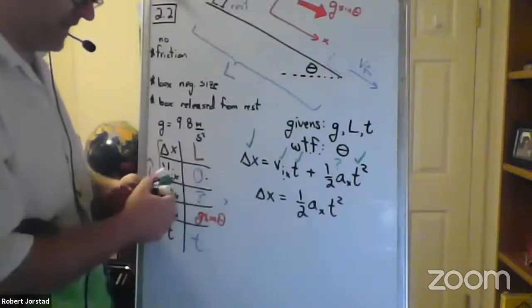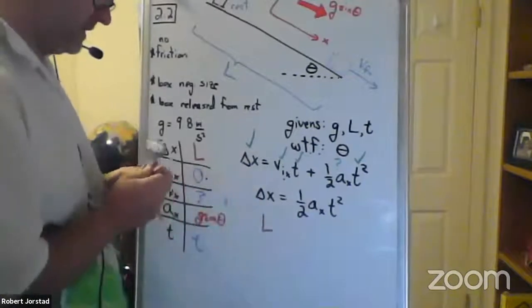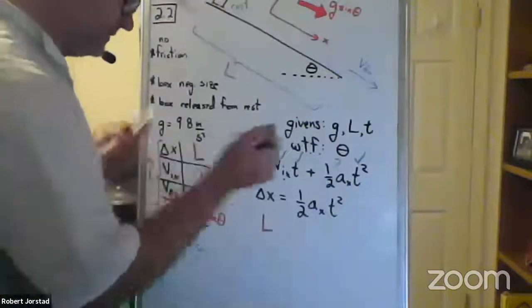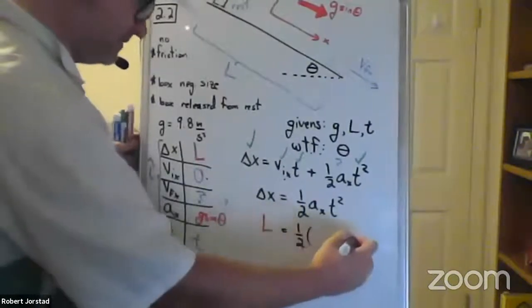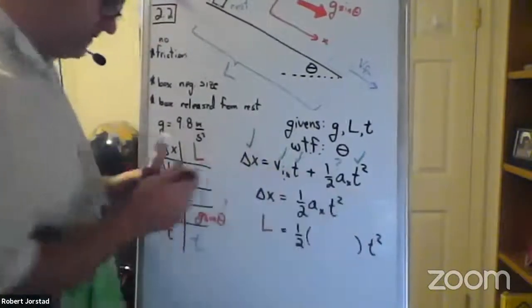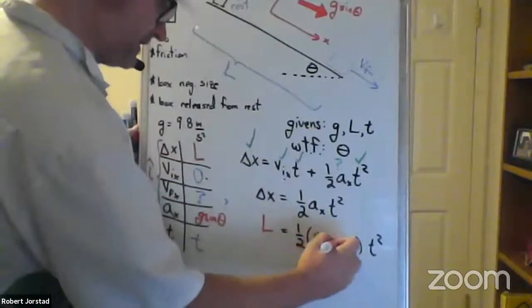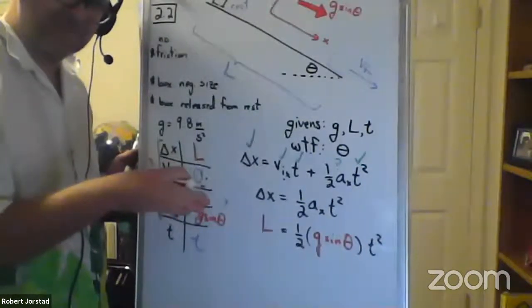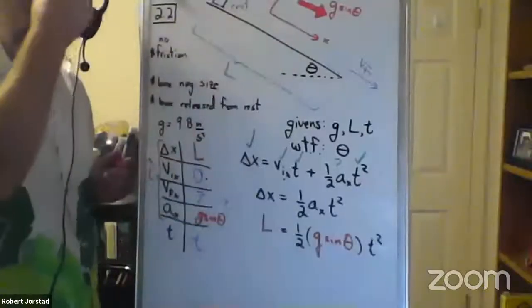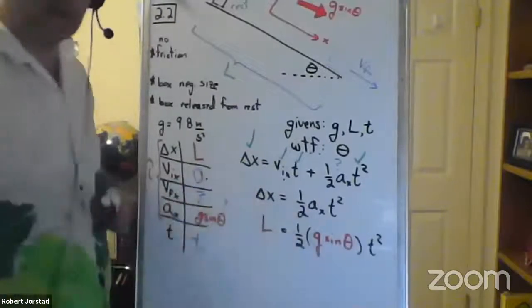Well, I could plug in these values if I want. X is L. A is 1/2 g sine theta, and I get t squared. Wait a minute. Shouldn't the acceleration be negative? It's going downhill, right? We rotated the coordinate system, so down was positive. Oh, whew. I feel safer. All right. And so from here, I think you could solve for theta.